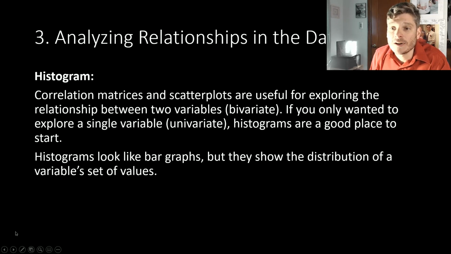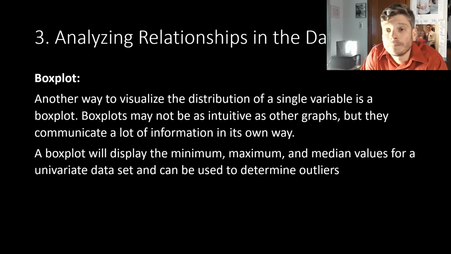Another very useful graph or visualization for univariate data, or one variable at a time, is the box plot. The box plot might not be as intuitive as a histogram, but it does include a bunch of information in it. It's going to show you the minimum value, the maximum value, again helpful for determining outliers, and the median value, also Q1 and Q3. And it's a great place to start.